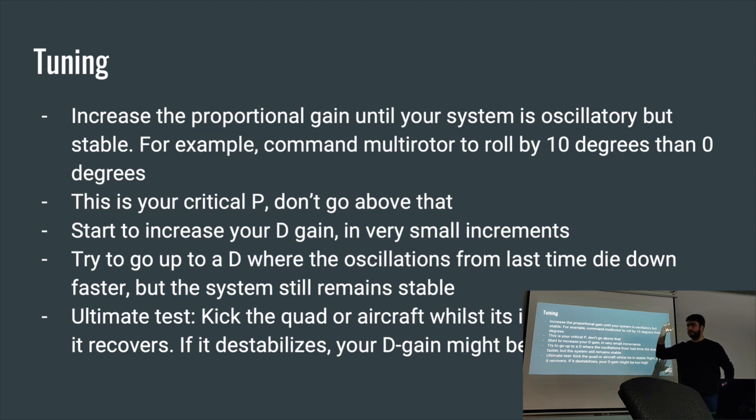Because you don't want your quad flying out of the sky because of a small gust of wind. So that's probably a good test. If you manage to give it an instant disturbance and the system still decently stabilizes, then it's okay. If it destabilizes, your D gain is probably too high, so lower it, or try lowering your proportional.